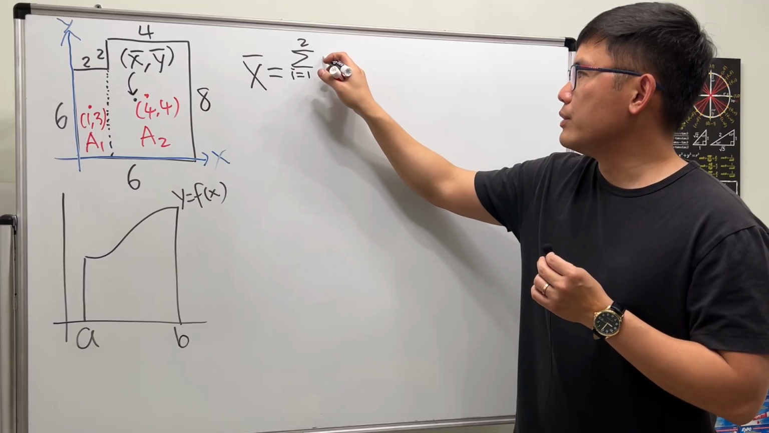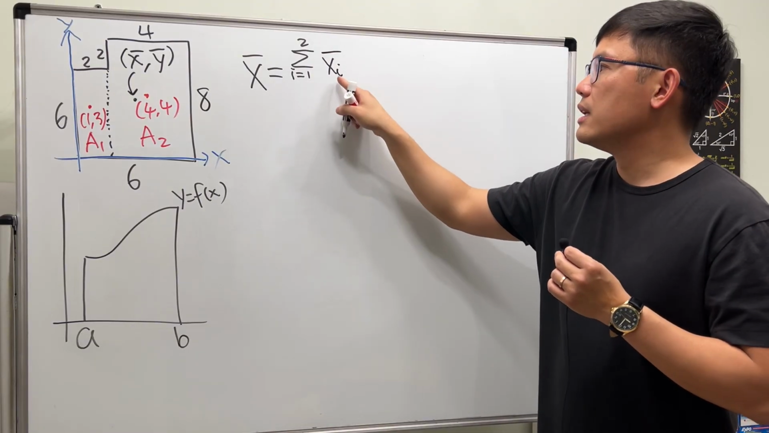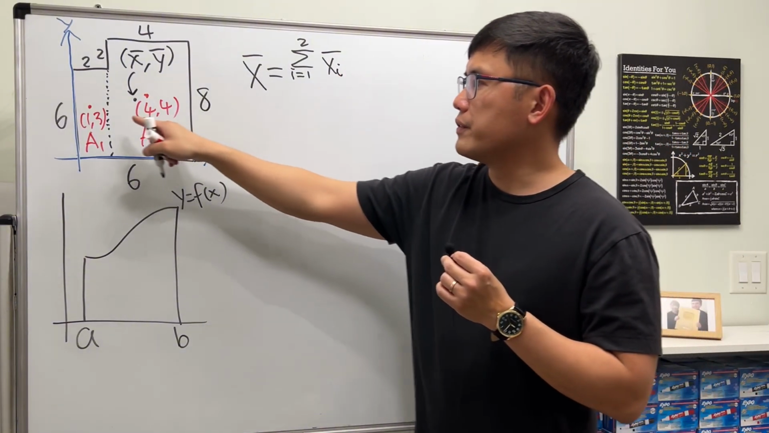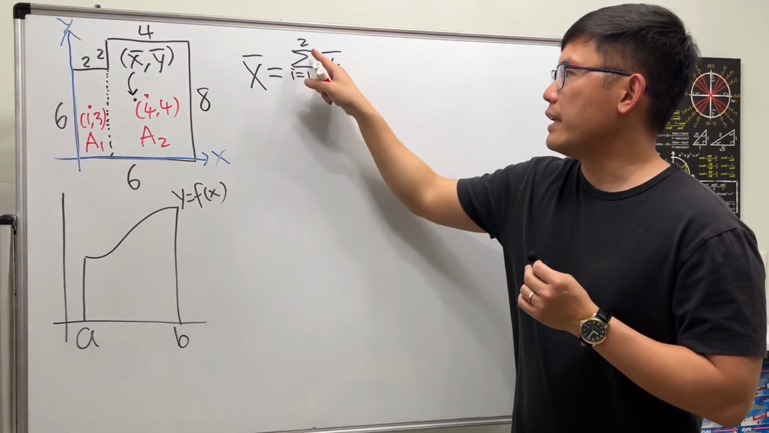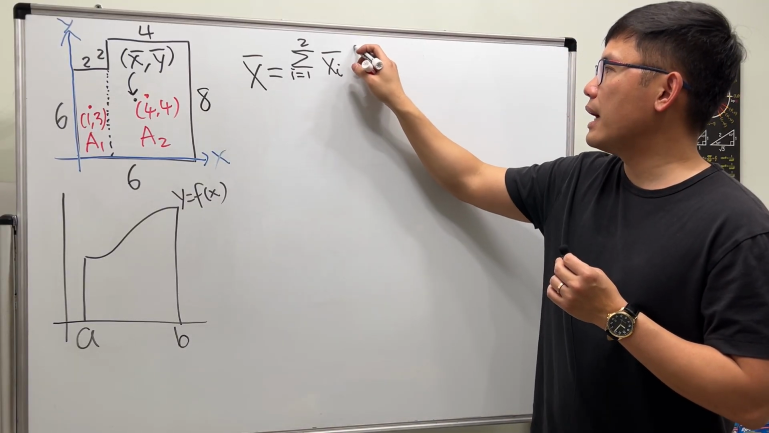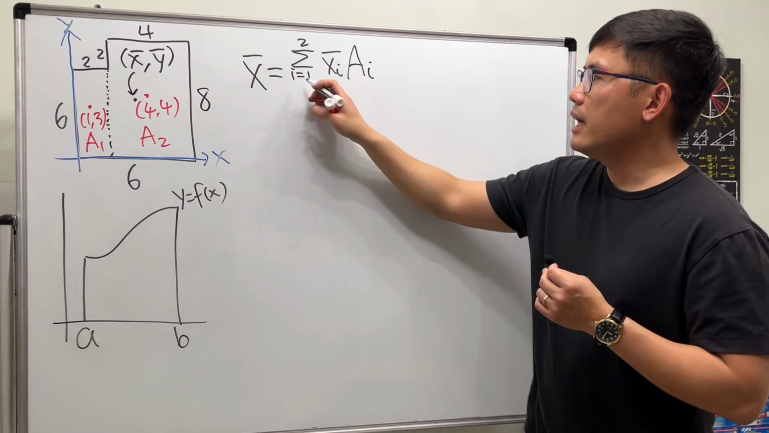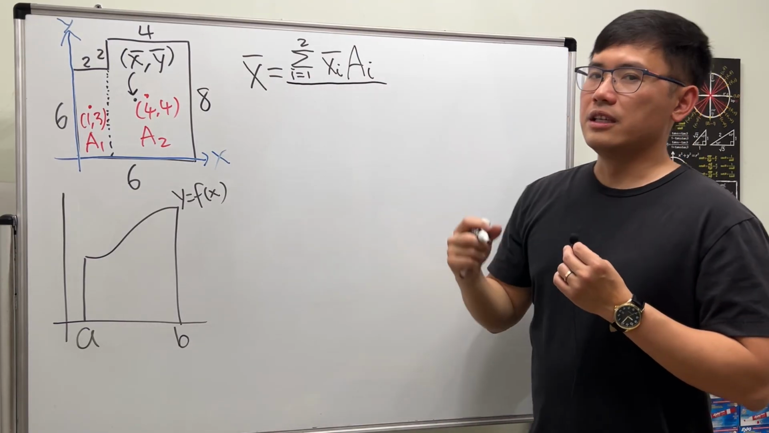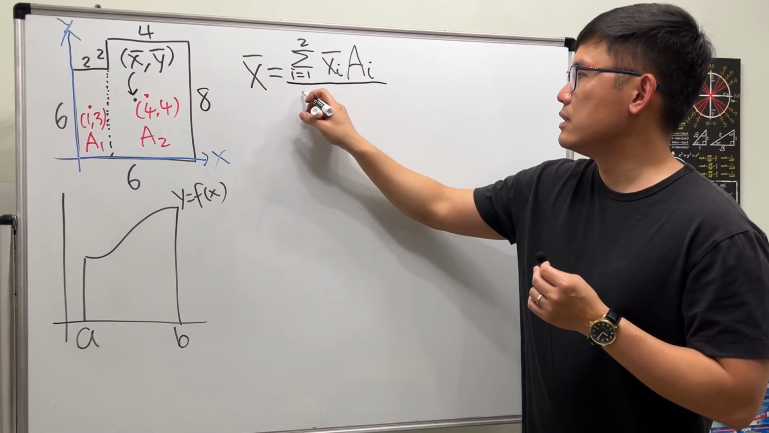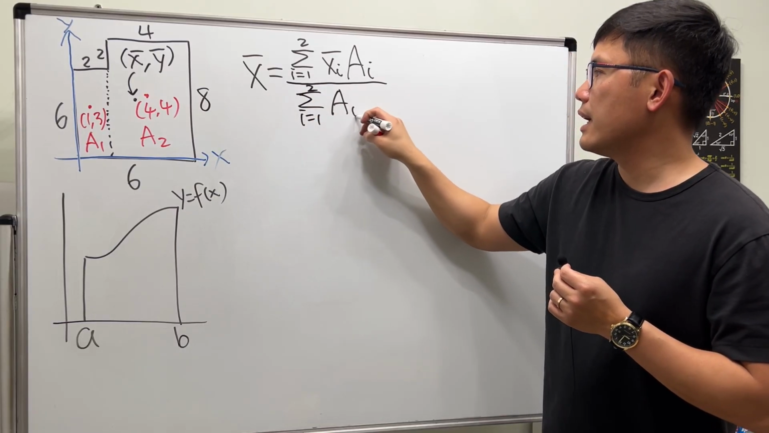And then we will have to do x_i bar. This represents the x coordinate of the first centroid. And when i is equal to 2, that will be the second one. And we will have to multiply by the corresponding area. So we just put that down as A_i. And then divided by the sum of all the areas, so the sum i goes from 1 to 2 of A_i.